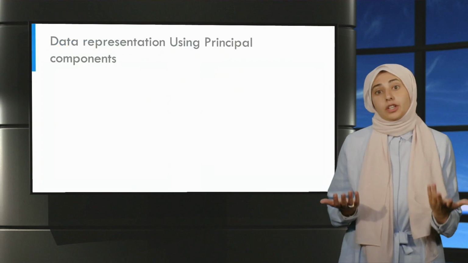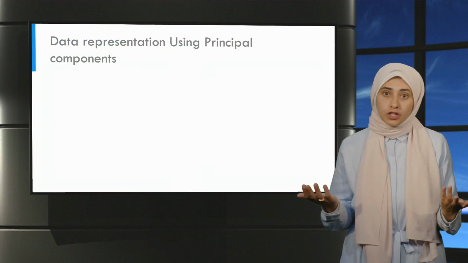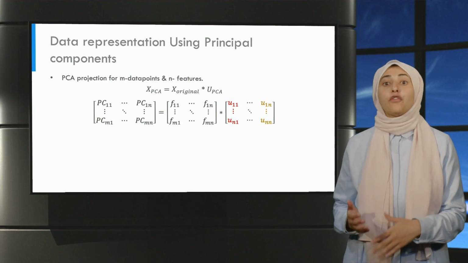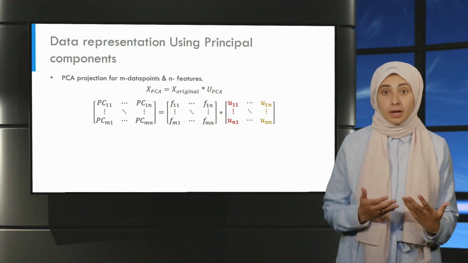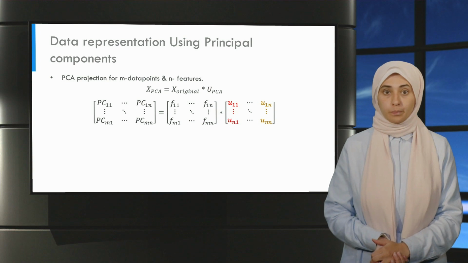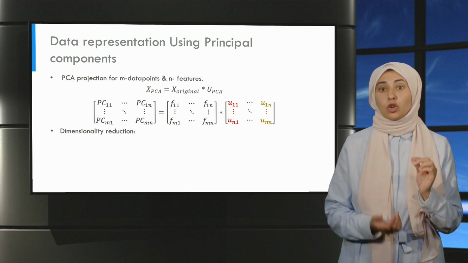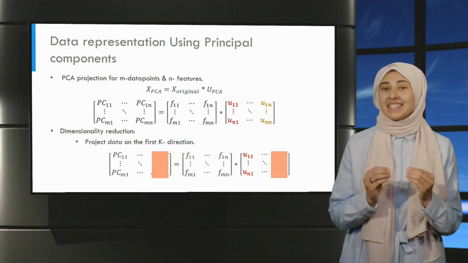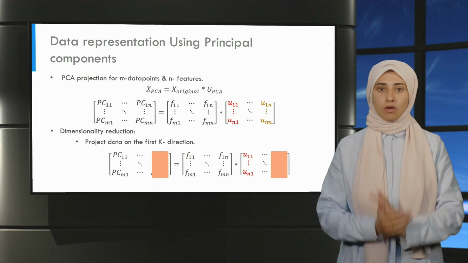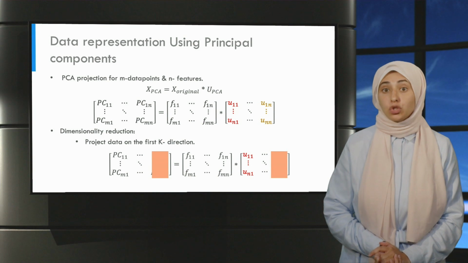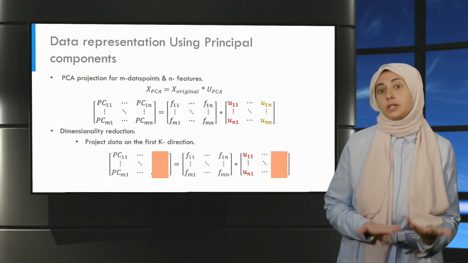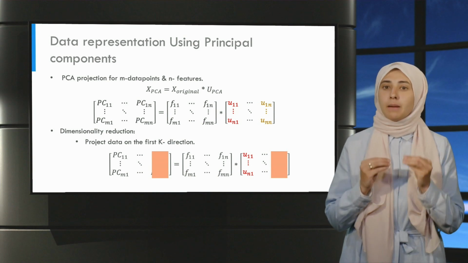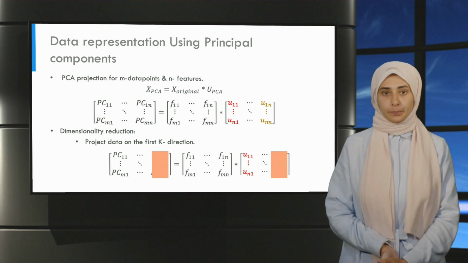This can be generalized to any n dimensions feature space, of course, to move from n features or n dimensions to k dimensions. The data is projected on the first k principal component directions, the ones that have the maximum amount of variance. That will ensure that in the k-dimensional space, we lose minimum amount of variance in the data.